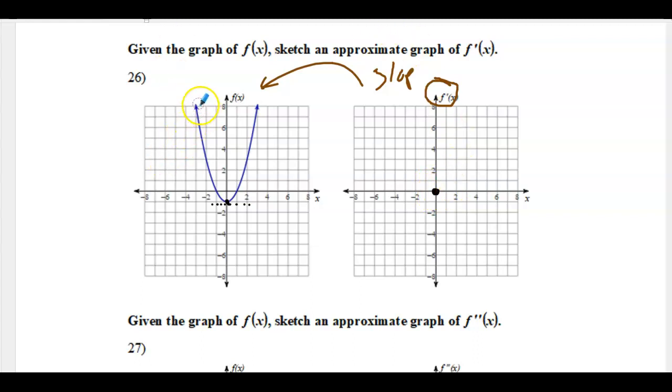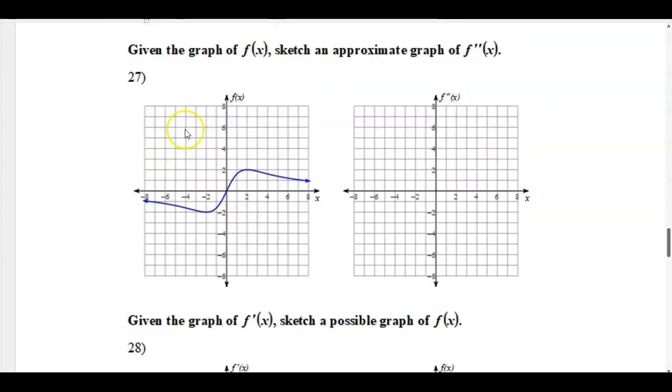And the next thing you'll notice is that on the left side of that point, f is decreasing, which means that on the graph of f prime, it will be below the x-axis to the left of that point. And then to the right of that point, f is increasing, and therefore to the right of this point on the graph of f prime, it will be above the x-axis. And so that is our answer to number 26. Let's go ahead and take a look at 27.